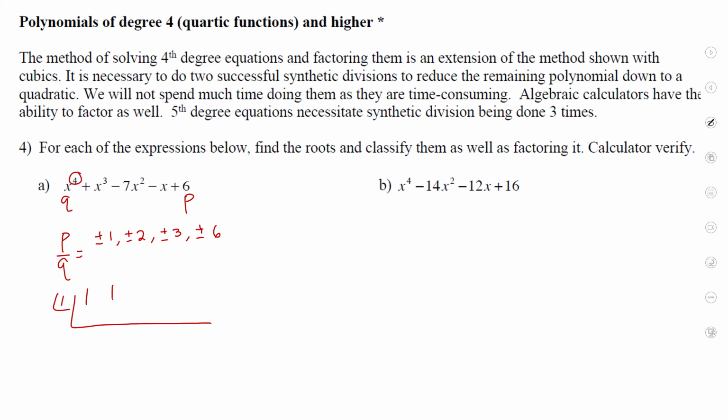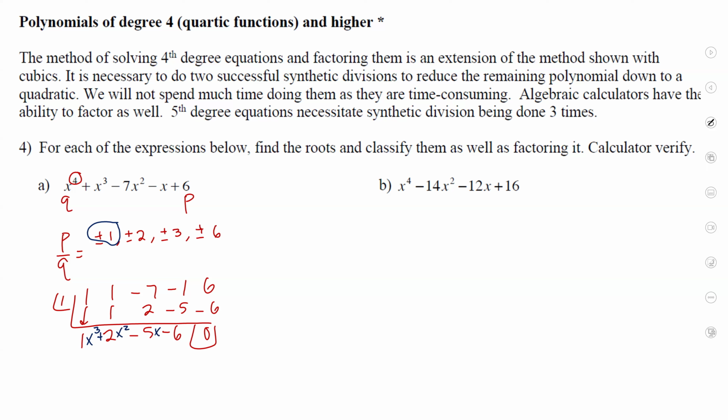and 1, 1, negative 7, negative 1, 6. We'll bring this down, multiply, add, multiply, add, multiply, add, multiply, and we get 0. So that means 1 is one of your solutions. So I'm going to circle that. We have 8 possibilities. We found one of them. That's a solution. So after this, I'm left with a cubic degree polynomial.